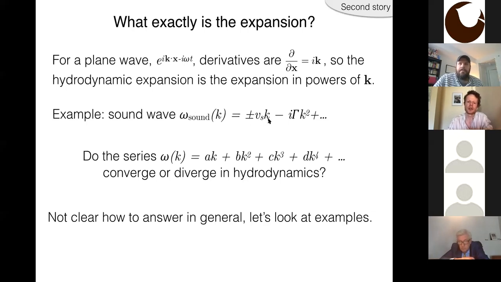So for sound, there's the linear piece, which is what we teach in first year physics of waves. Then there is also a piece that is proportional to k squared, with some coefficient that is proportional to the viscosity and determines for you how the waves dissipate. You see it's proportional to k squared, meaning long wavelength waves dissipate less. That's why it makes sense to use longer wavelengths for underwater communication, for example. So you ask this question: does the series, which will have k and k squared and k cubed and so on, converge or diverge?